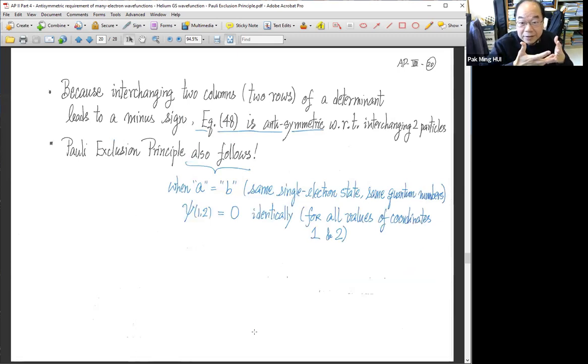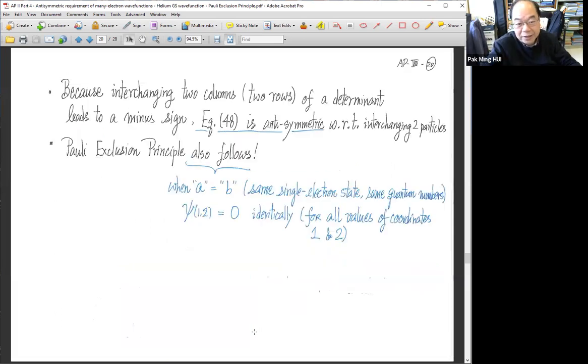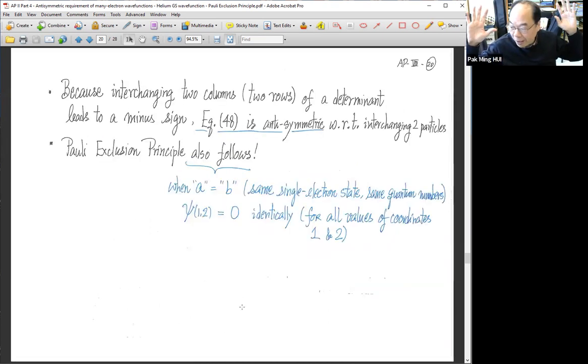And then the antisymmetric property is very obvious. Determinant property: interchanging two columns gives a minus sign, done, okay? The Pauli exclusion principle is automatically covered, because if these two states were the same, A equals B, then you have identical columns or rows, and that will be identically zero. All the particles disappear, sorry, okay? That is not legal, all right? So that is the Pauli exclusion principle.